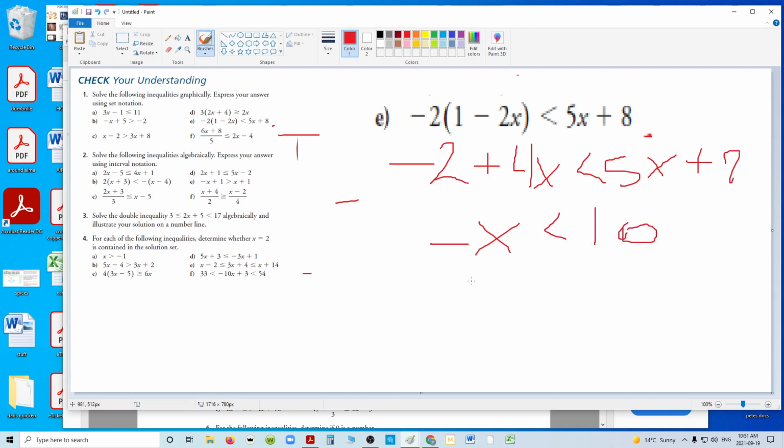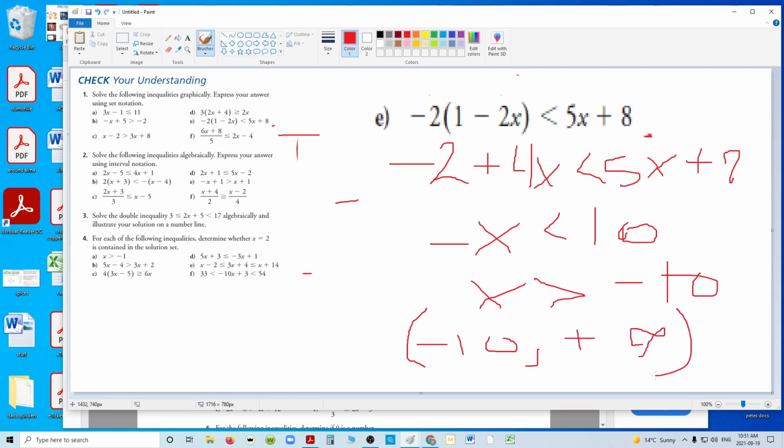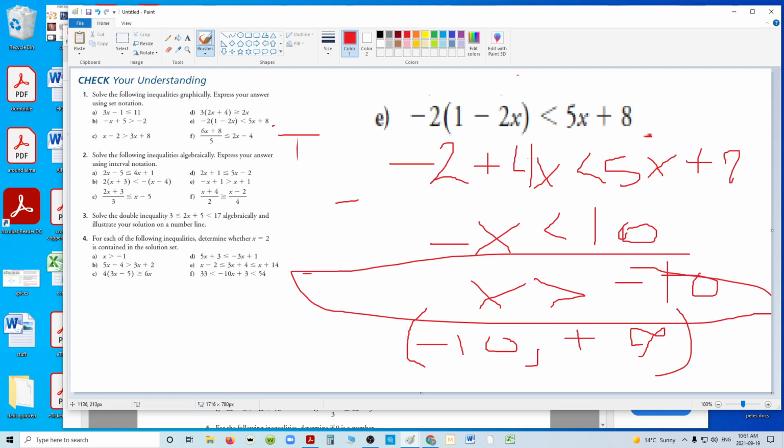And I'm going to divide by -1, which means I have to switch the sign. It means x must be bigger than -10, sorry. In set notation, it is -10, rounded bracket, comma, positive infinity, rounded bracket. And you know how to do the other notation.